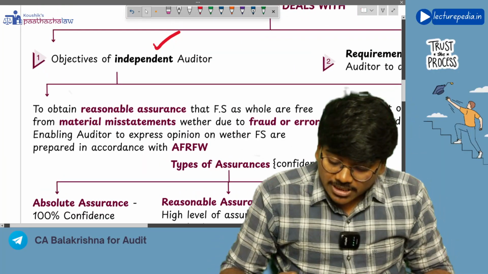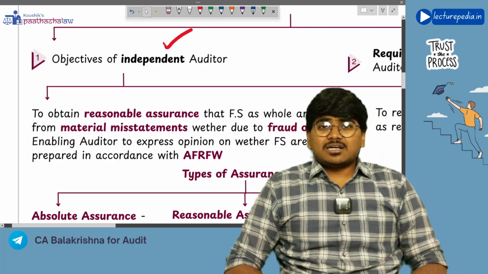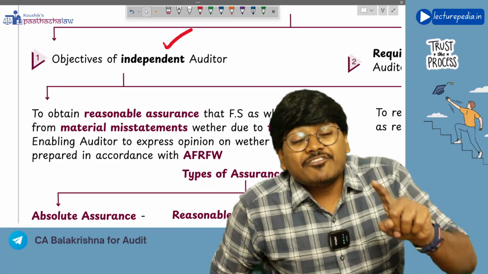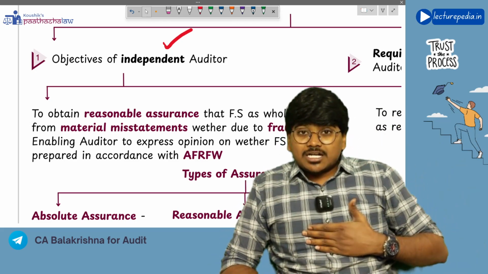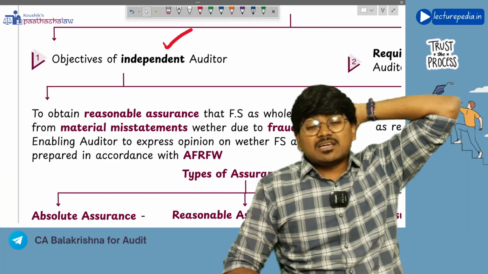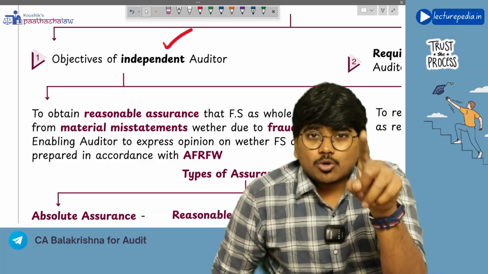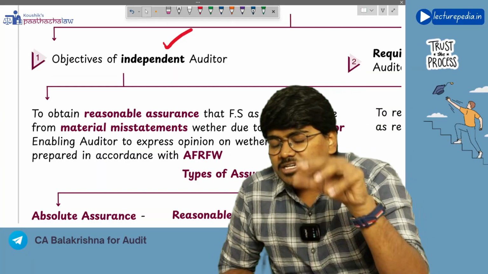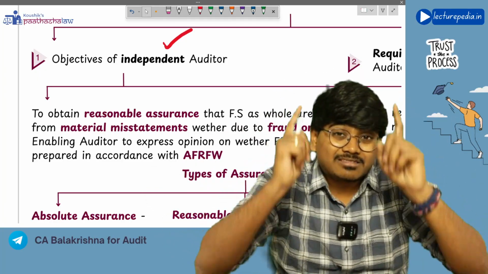This line, you should remember it by heart. The objective of the auditor is to obtain reasonable assurance that financial statements as a whole are free from material misstatements, whether due to fraud or error, thereby enabling the auditor to express an opinion on whether financial statements have been prepared as per the applicable financial reporting framework or not. This line you should be able to tell even if you are asked after waking up from sleep. Even in the middle of sleep, if someone wakes you up and asks what is the objective of the auditor, you should be able to tell this line. This is that important.